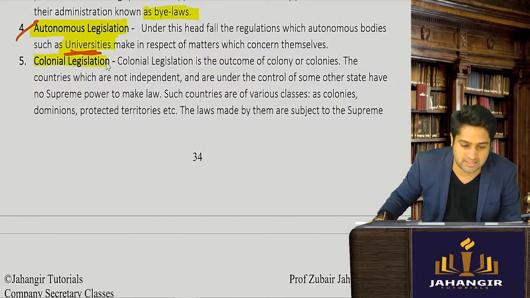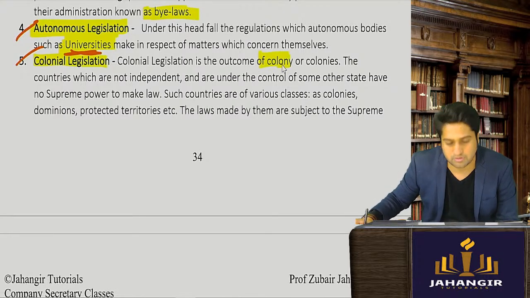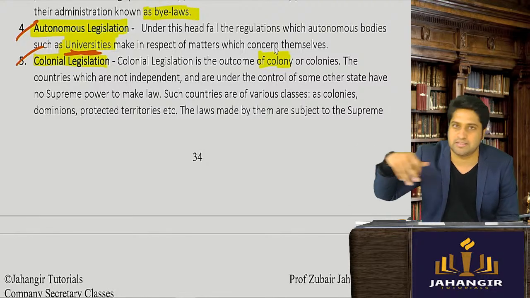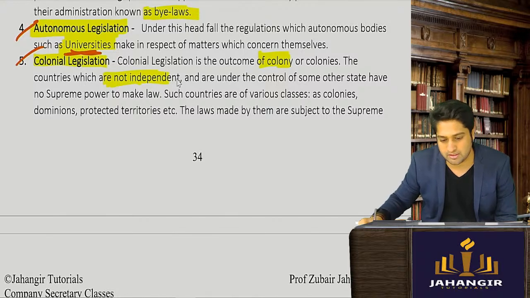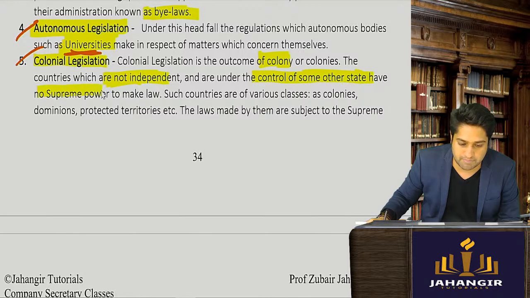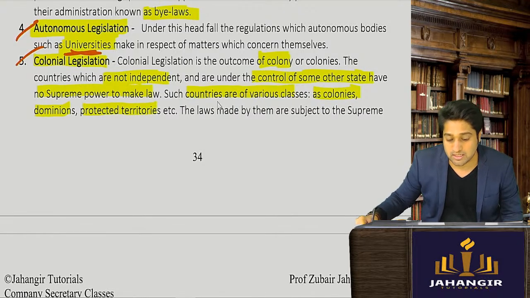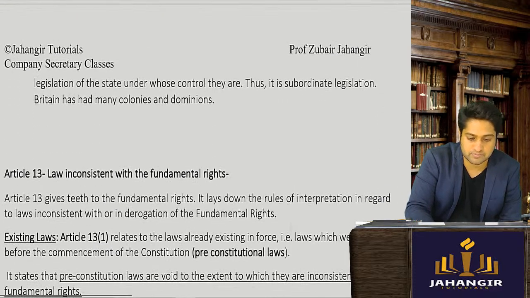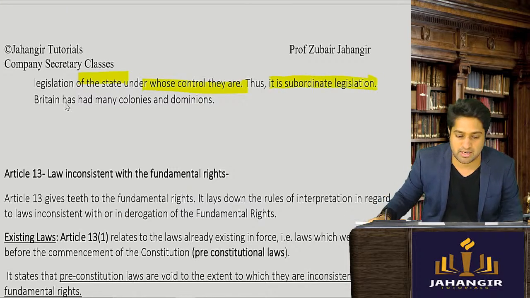Then colonial legislation. Now what is colonial? Very simple. Earlier there used to be colonies, and they used to make their own laws. The country which is not independent and is under the control of some other state has no supreme power to make laws. Such countries are of various classes such as colonies, domains, protected territories. The laws made by them are subject to the supreme legislation of the state under whose control they are. This is a subordinate legislation.